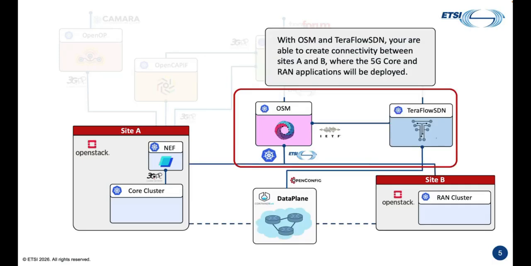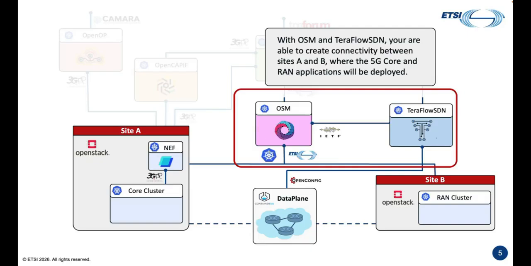After that, you can create the connectivity between two sites. In this case, the scenario is based on two sites. One site is going to have the core cluster, and the other site is going to have the RAN cluster. Using TeraFlowSDN, you are able to create connectivity between these two sites. It's a programmable connectivity that you can create using another component that is also loaded on OSM. After that, you can see and you can evidence, and I'm going to show you that in the second part of this presentation, that you can check the connectivity between the two sites once you have created that connectivity using OSM instructions.